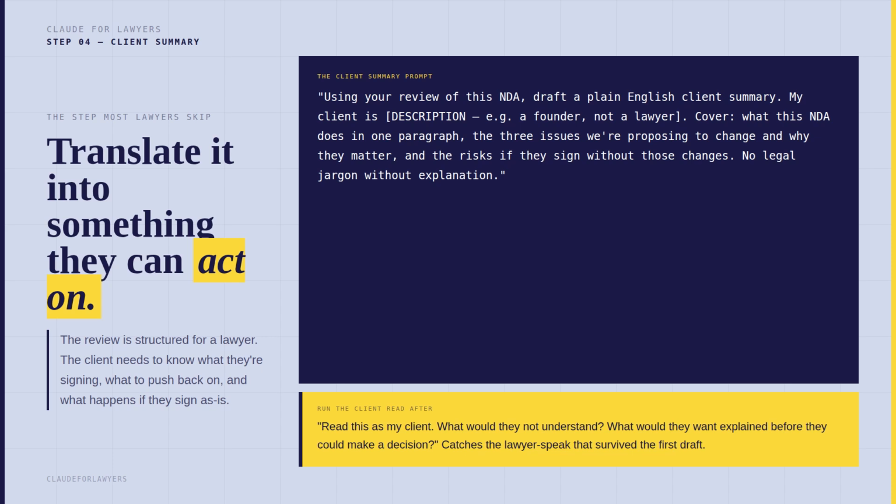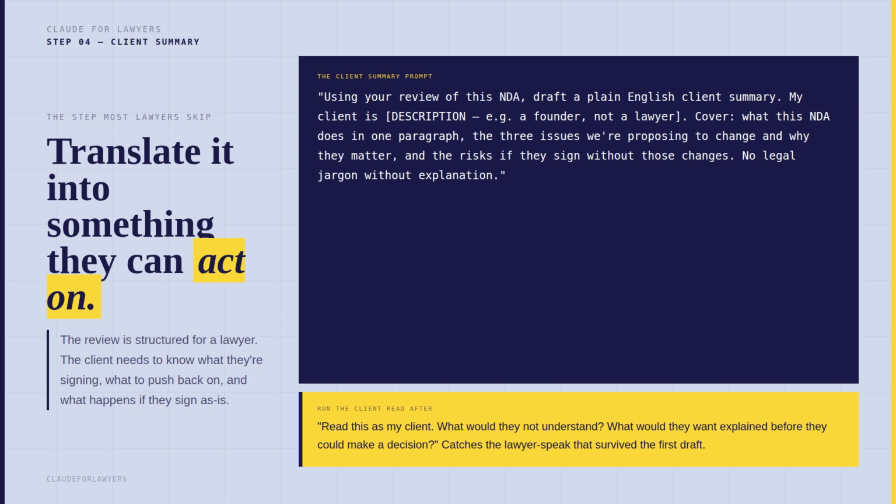The description of the client matters more than most lawyers expect. A founder of an early-stage technology company produces different output from a large corporate procurement team. Claude adjusts the level of explanation, the assumed background knowledge, and the tone based on who you tell it the client is. Be specific. After the summary is drafted, run the client read.